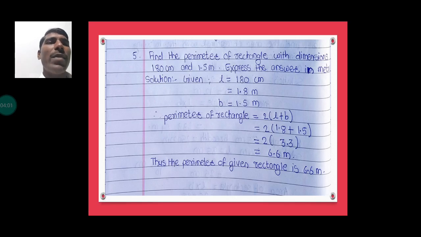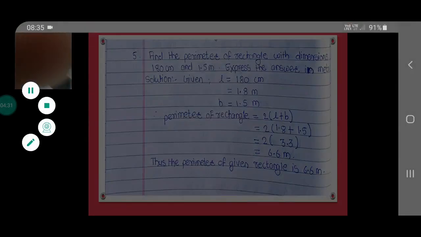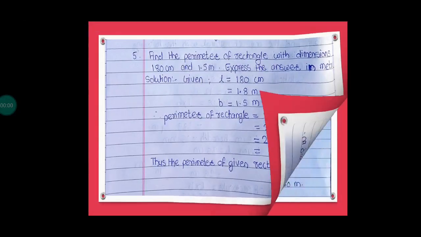I hope that you have understood this example very well and you can do more such examples. Only take care that if the units of given quantities are different, we have to convert them into the same unit system, a uniform system. Then only our answer will be correct, otherwise it goes wrong. So let's start the next example.